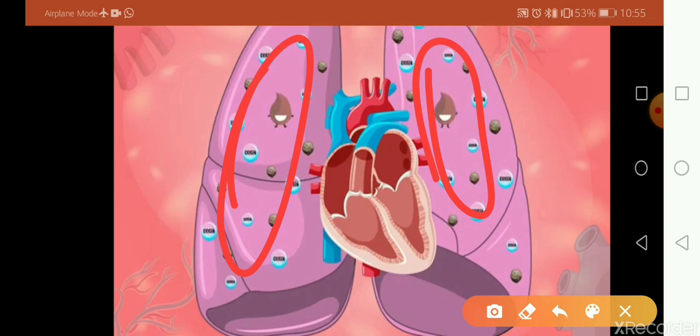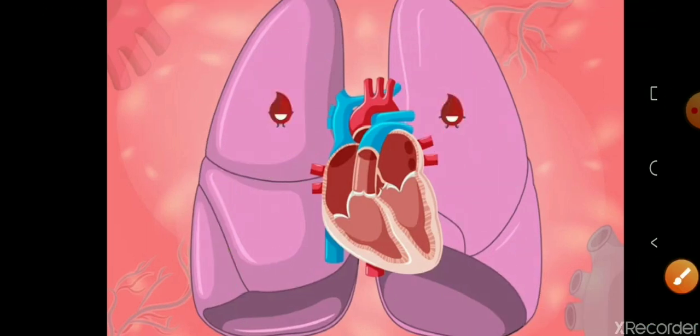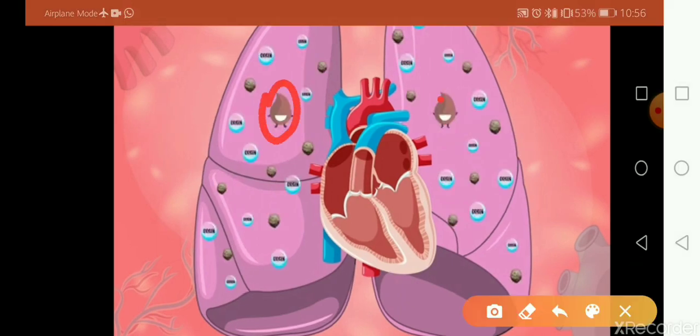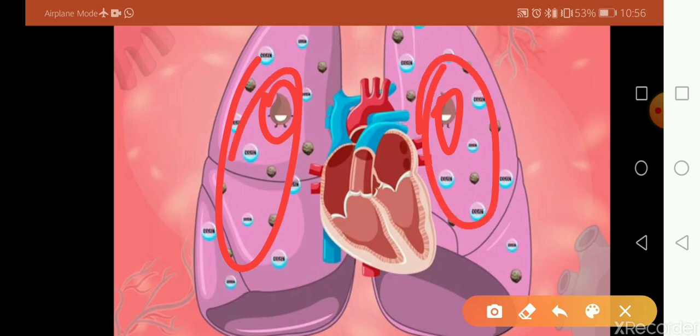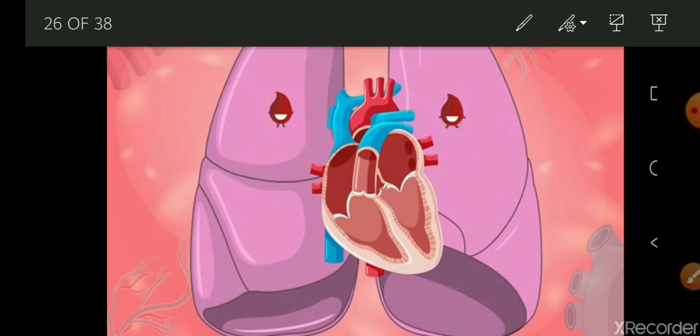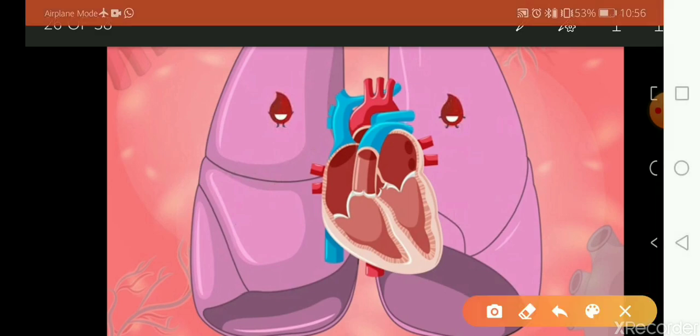As you can see in this picture, the blood goes into the lungs, the blood which has a poor quantity of oxygen. In the lungs, the oxygen is present, thus the blood is mixed with the oxygen and then it comes back into the heart. As you can see here, these are the blood particles and they get mixed with the oxygen present in the lungs, and then they become oxygen rich blood. This oxygen rich blood then enters again into the heart.